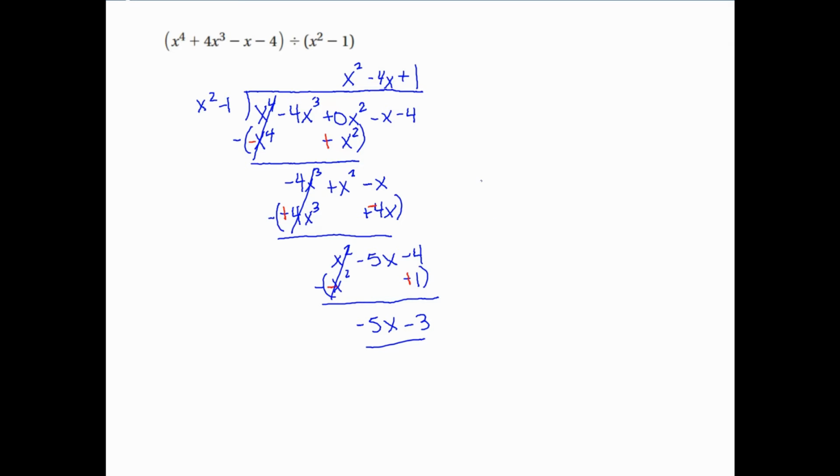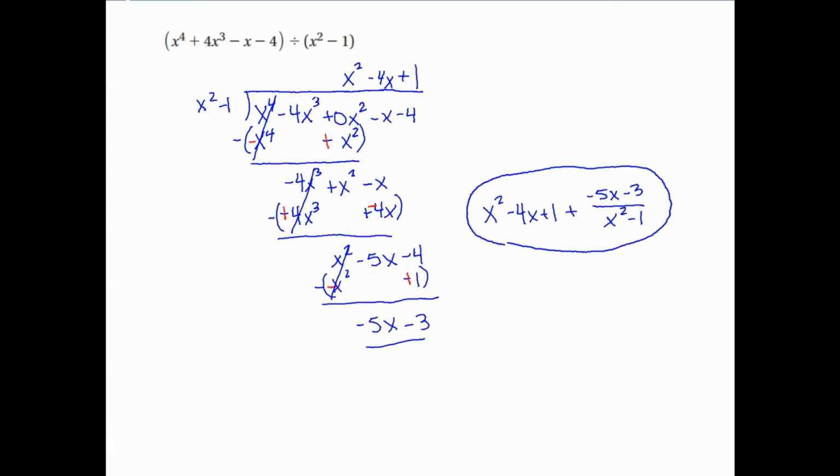When we write our answer, you're going to write, again, like long division of just regular numbers. We're going to do x squared minus 4x plus 1. And then we're going to add in the negative 5x minus 3 over my divisor, x squared minus 1. And so that would be my final answer.